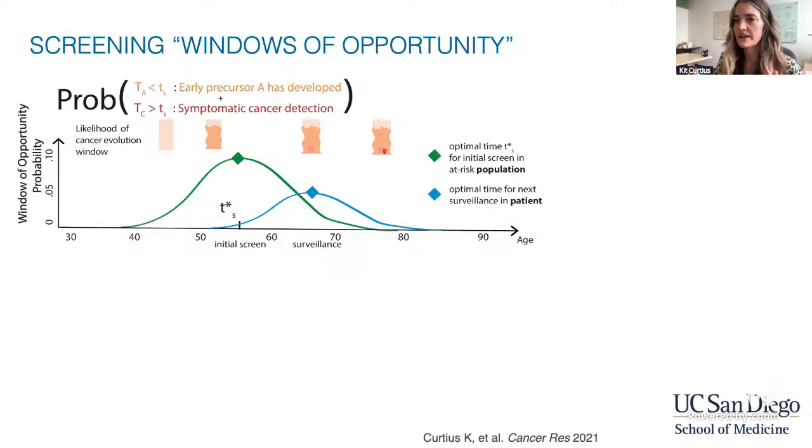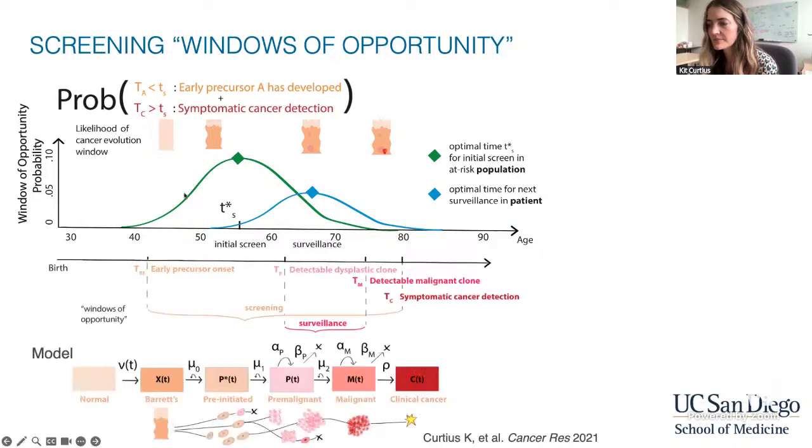And with our model, we can answer more than just a hazard function. We can look at things like the probability that some precursor has developed and that symptomatic cancer detection hasn't happened yet too. With the same type of model, we can write down these probabilities, sometimes actually analytically, and try to solve for these windows of opportunity: what is the optimal screening time, TS, where you're going to catch the most Barrett's patients and have the highest yield.